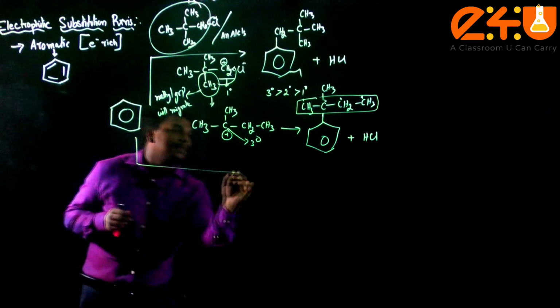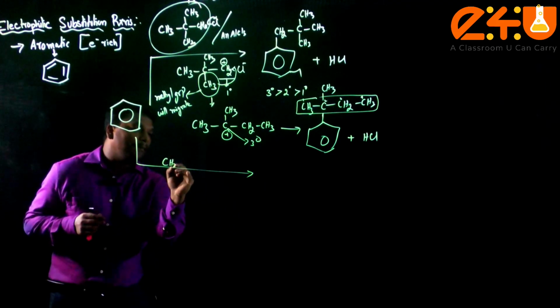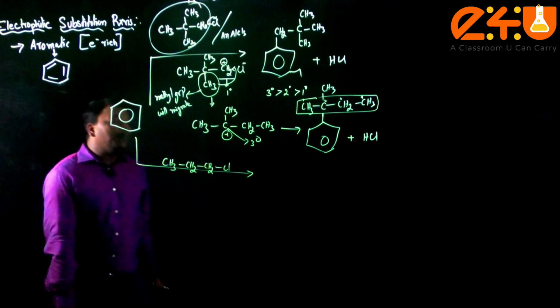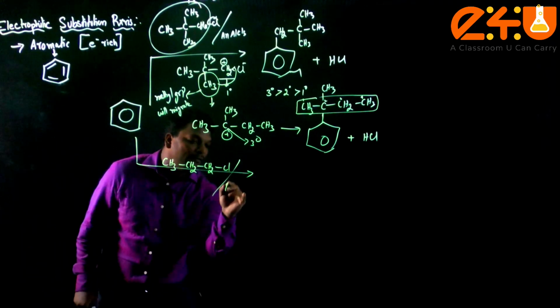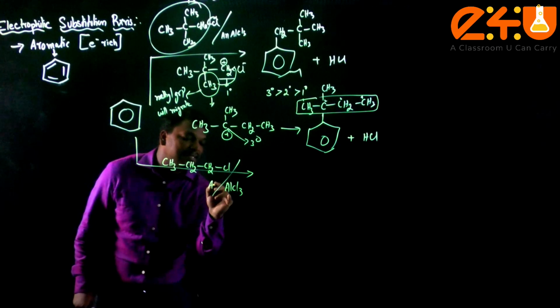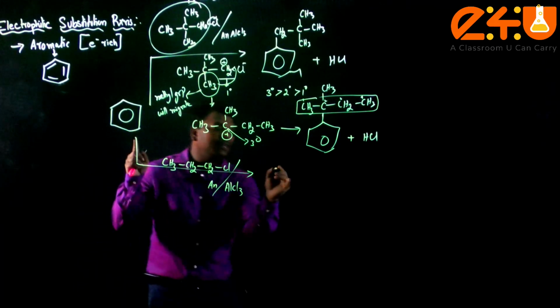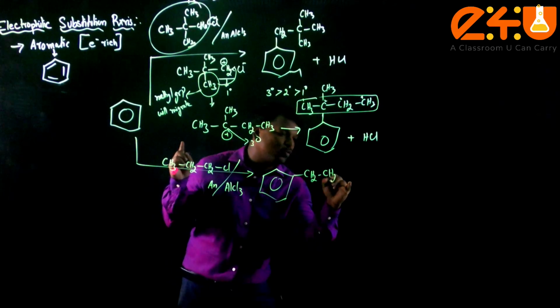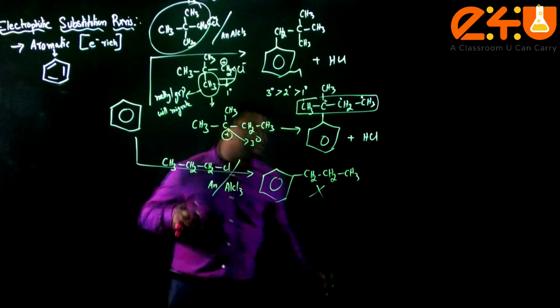We'll take benzene. Similarly, now you will be knowing it. I'll treat it with n-propyl chloride in presence of anhydrous AlCl3. As usual, what do we expect? We expect to write it like this, right? CH2, CH2, CH3. Please don't make that mistake.